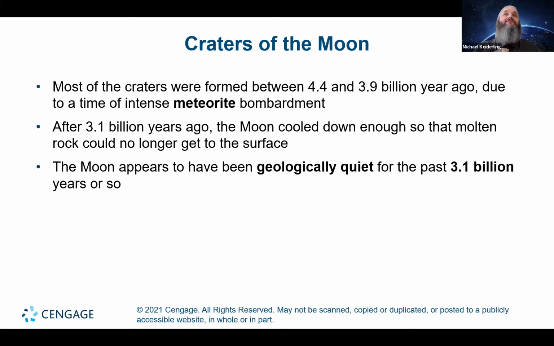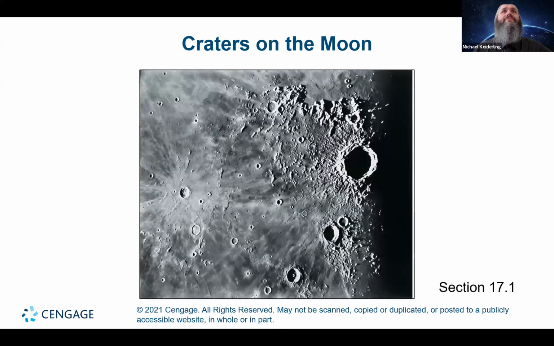the moon cooled down enough that molten rock could no longer get to the surface, and it appears to have been geologically quiet for the past 3.1 billion years or so. There are still some quakes. There are moonquakes, but they aren't very common, and they're small. So here are some craters on the moon.